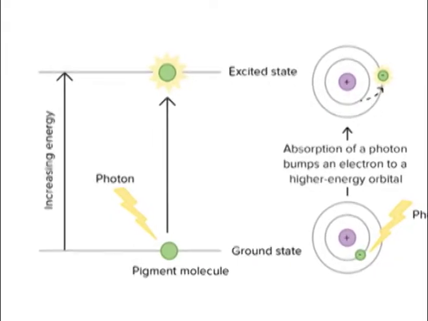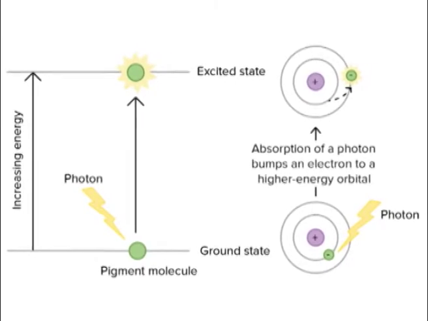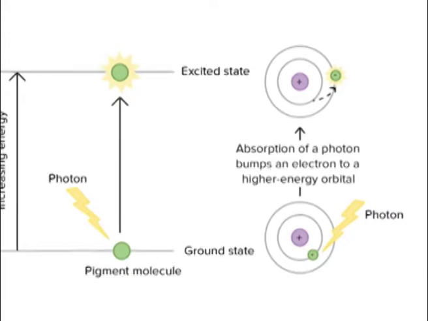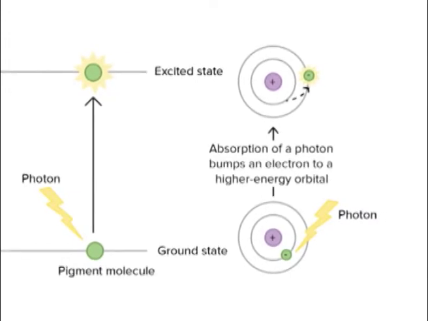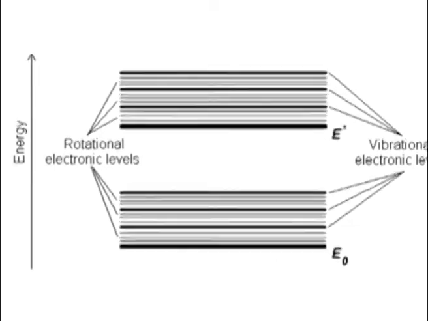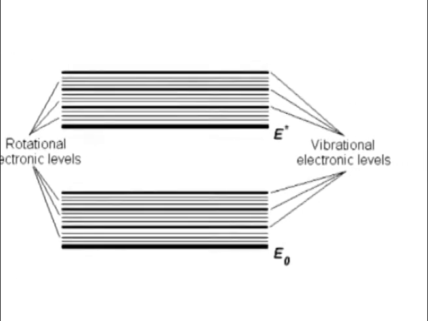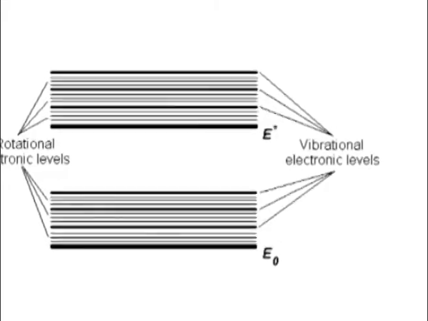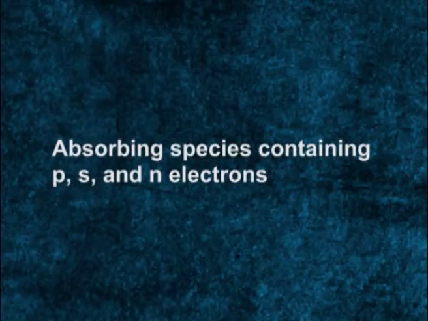When an atom or molecule absorbs energy, electrons are promoted from their ground state to an excited state. In a molecule, the atoms can rotate and vibrate with respect to each other. These vibrations and rotations also have discrete energy levels, which can be considered as being packed on top of each electronic level. Absorbing species containing pi, sigma and n electrons.